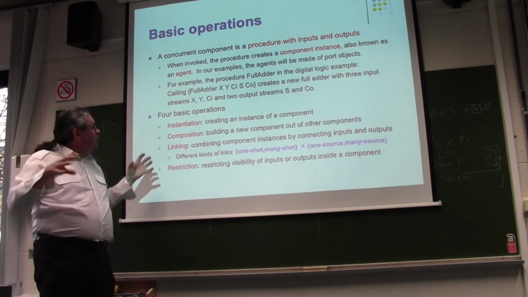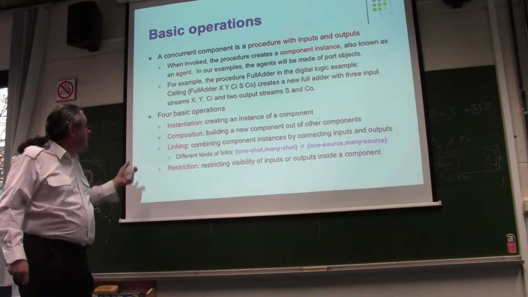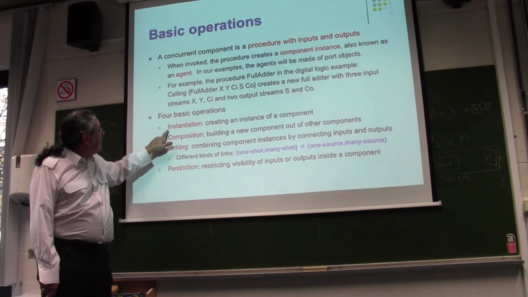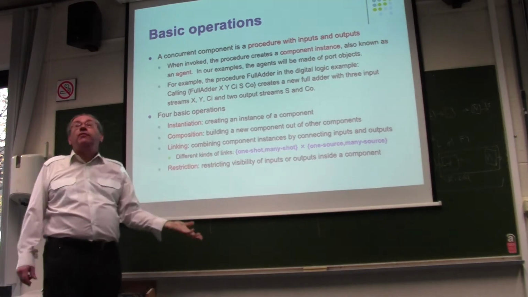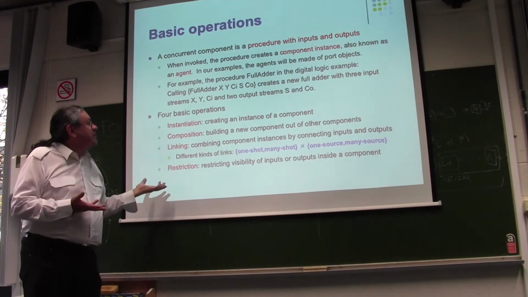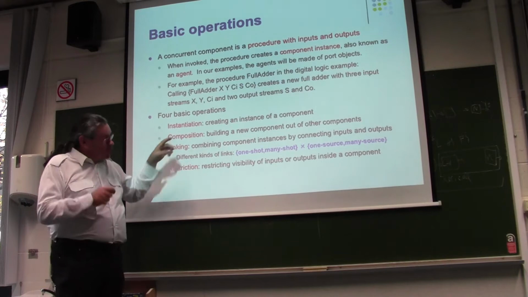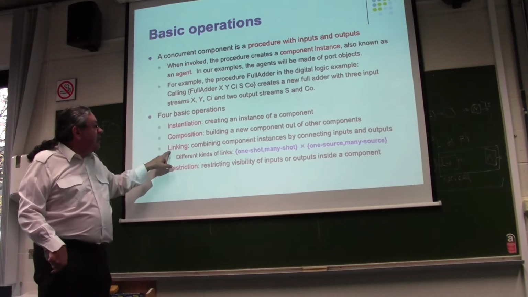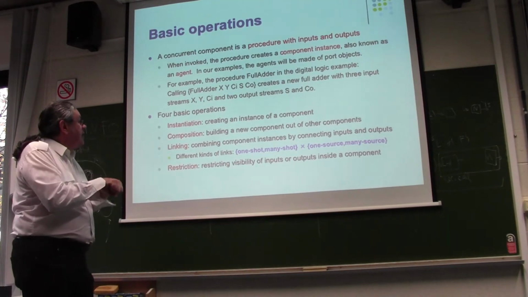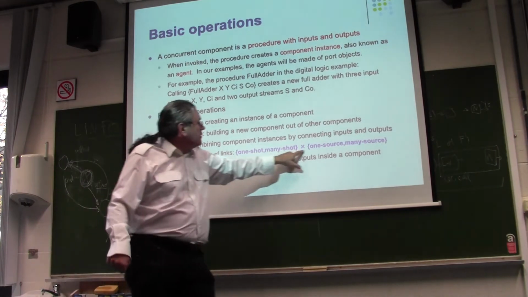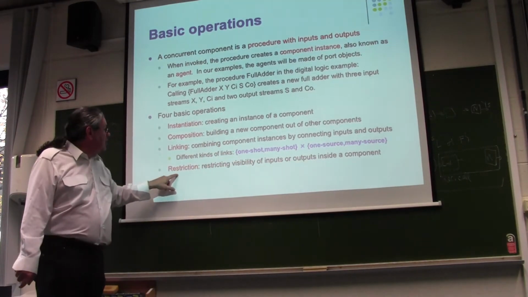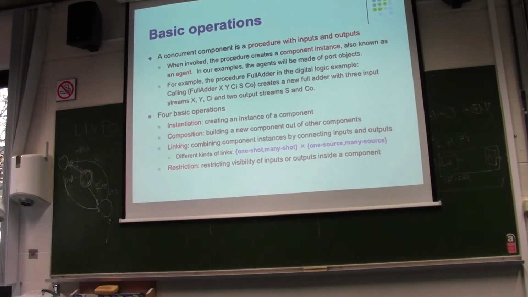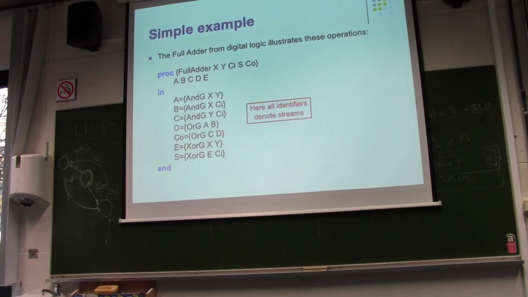When you create agents, there are different operations. There are actually 4 basic operations, and you know some of them already. Instantiation is when you create a new instance. That's reasonable. It's like a new instance of a class. Composition is when an agent is built with other agents inside. Linking is when agents are connected together, and there are different ways of connecting them. And restriction is when an agent internally has things that you don't see on the outside. So let me show you an example of this.